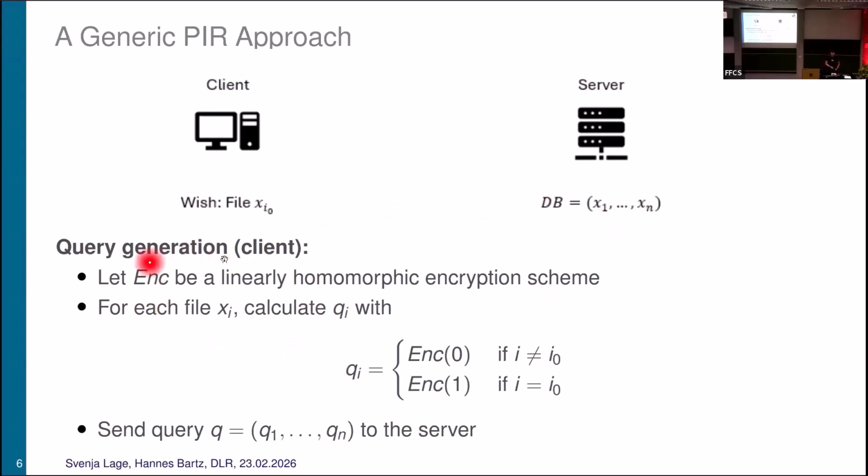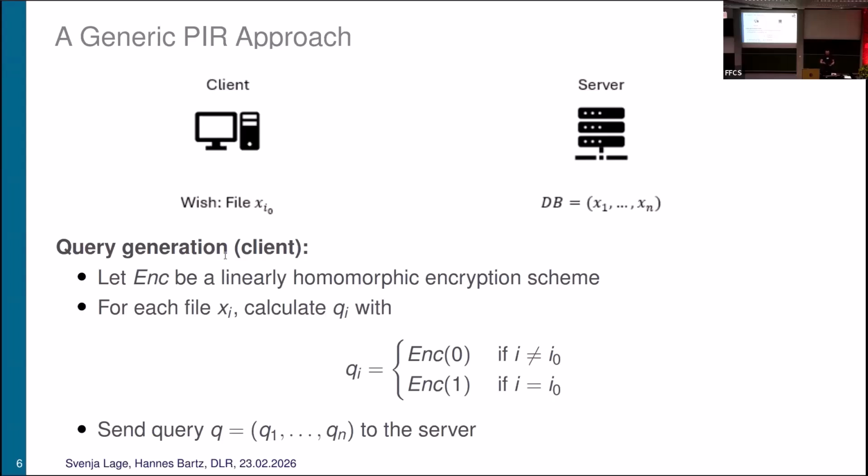So we assume, or here we denote by N, a linear homomorphic encryption scheme. Homomorphic means I can perform operations on the ciphertext without decrypting. For example, if I want to add or multiply ciphertexts, I don't need to decrypt them. I can operate on the ciphertexts themselves. Then for each of the files, we calculate some Q_i, which is the encryption of 0 if our index is not our desired file index, or the encryption of 1 if our index is exactly the file that we want to download.